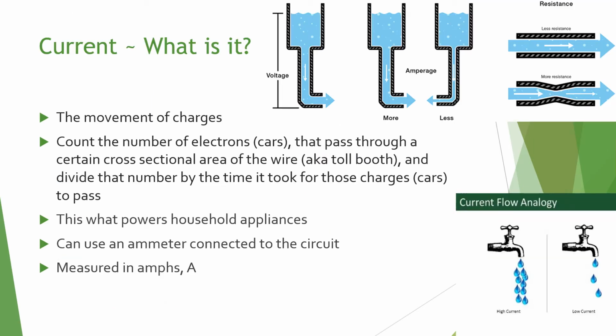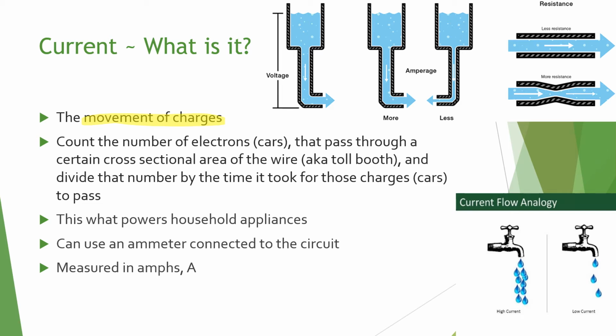Okay, so now we're going to talk a little bit about what current and voltage is. So it says here, current is the movement of charges. So count the number of electrons. So we're going to use an analogy here. So think of the electrons as cars driving that pass through a certain cross-sectional area of the wire. So we're thinking about electrons moving across a conducting wire, moving through a conducting wire.